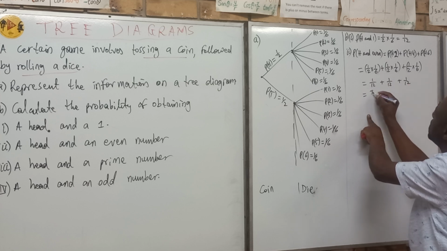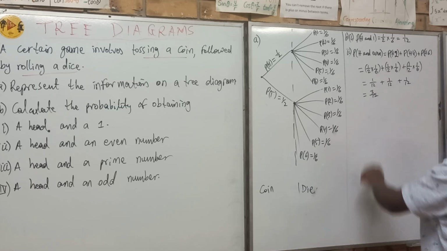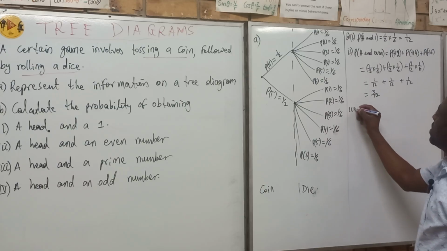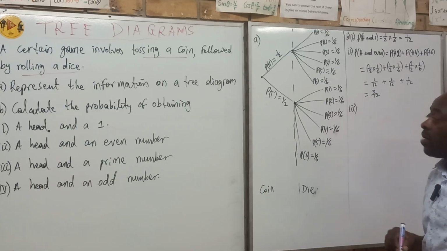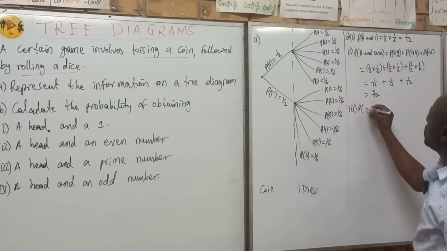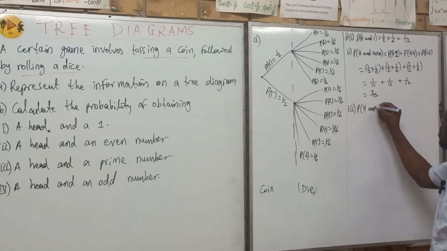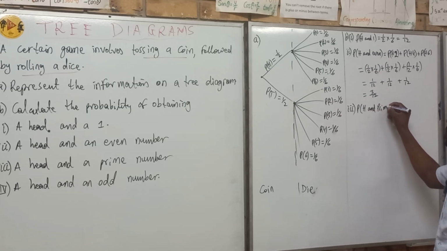And that should give us 3 over 12. So that's how we get a head and an even number. The same thing goes with a head and a prime number. All you need to do is know what is an even number, what is a prime number, and so on. So, a head and a prime number.